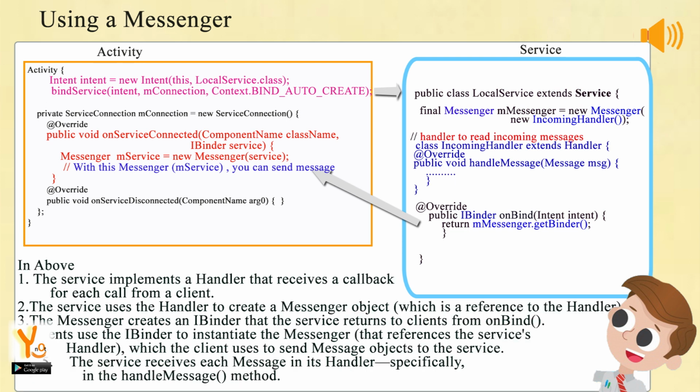In the above example, first, the service implements a Handler that receives a callback for each call from a client. Second, the service uses the Handler to create a Messenger object, which is a reference to the Handler. Third, the Messenger creates an IBinder that the service returns to clients from onBind. Fourth, clients use the IBinder to instantiate the Messenger that references the service's Handler, which the client uses to send Message objects to the service. And last, the service receives each Message in its Handler, specifically in the handleMessage method.